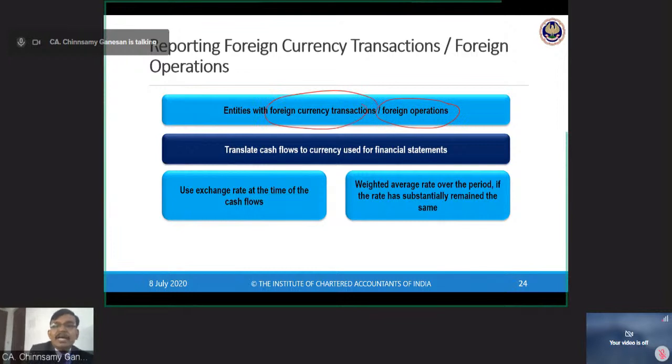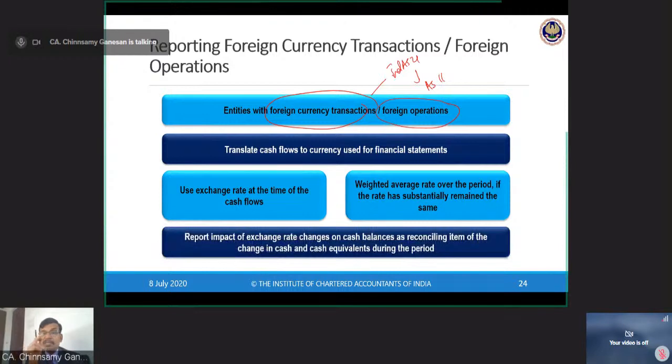So one thing is we have a standard called Ind AS 21. This Ind AS 21 is equivalent to AS 11. In AS 11, what it says is you are supposed to translate the cash flows of foreign currency used in the financial statement. That's what is required to be done, using the exchange rate at the time of cash flows, that is, on the transaction date. And you can also use a weighted average rate. Whatever difference is realized will be part of your P&L account. If it is unrealized, to that extent, if it is relating to your cash and cash equivalent, you will show it as a reconciling item of CCE, cash and cash equivalent.